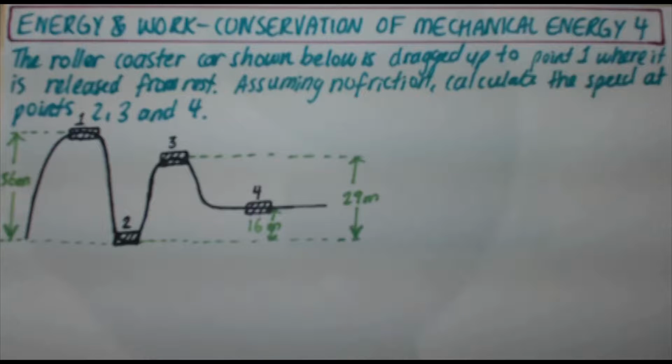So what you're looking at here is a classic conservation of energy problem. You've got a roller coaster, various heights, and you have to find either the height or the speed. In this case, you have to find the speed. Classic conservation of energy problem.